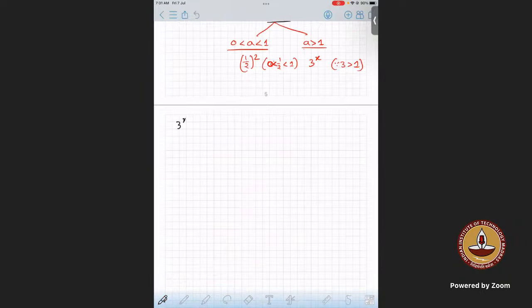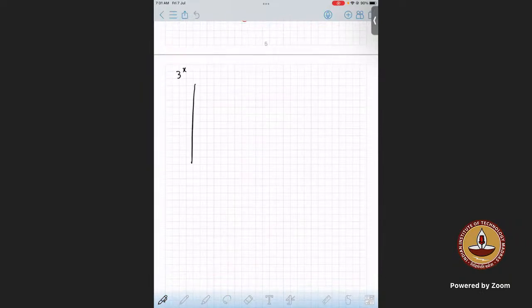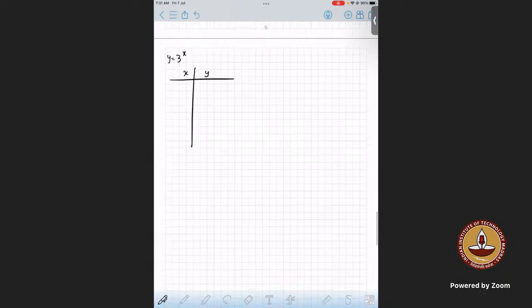Now coming to 3 power x. Let's take x values and y values. We'll take -2, -1, 0, 1, 2. What is the value of 3 power -2? 3 power -1, 3 power 0, 3, 3 square. Don't use calculators. How will you do 3 power -2?